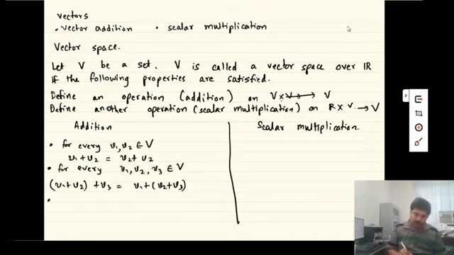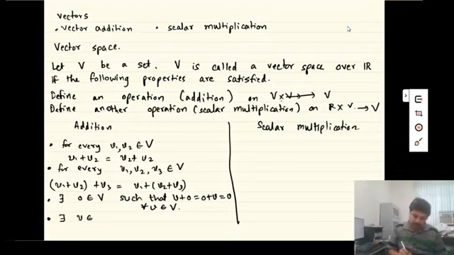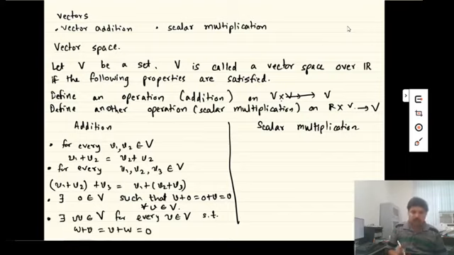The third property is existence of additive identity. So there exists a zero vector in V such that V plus 0 is equal to 0 plus V is equal to V for every element V in V. And the last thing is existence of additive inverse. So for every V in V there exists a W in V such that W plus V is equal to V plus W is equal to 0. So these are the properties for addition.